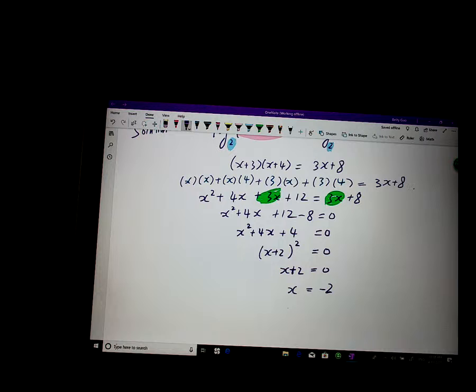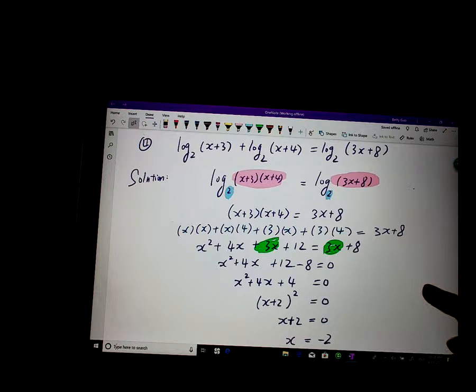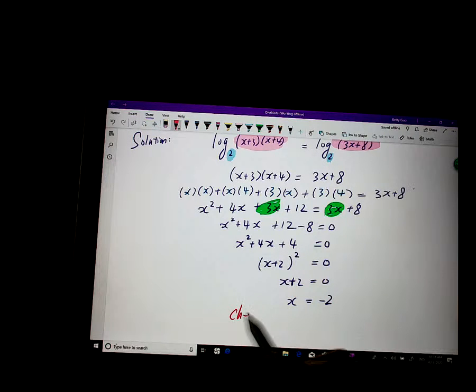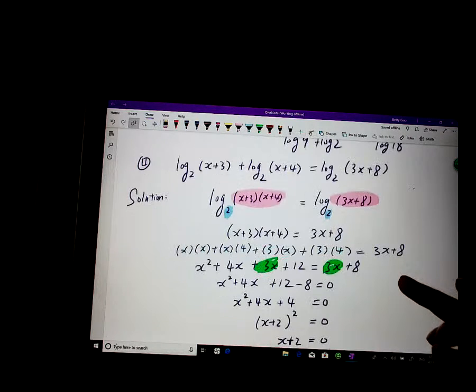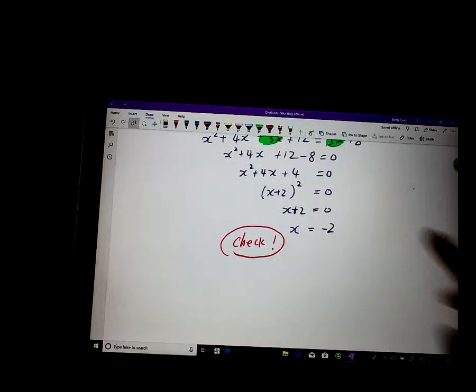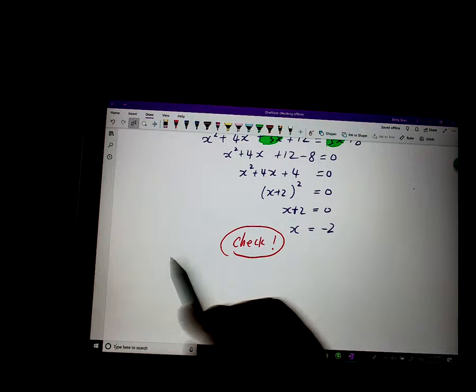Are we done? Not yet. A very important thing about solving a logarithmic equation is that you have to check your result. It is mandatory, not optional. You have to check your result. So how do you check your result? You plug it back in. Let me copy the original equation.